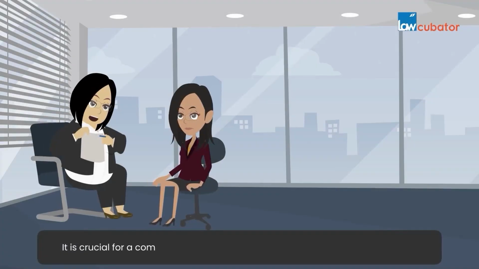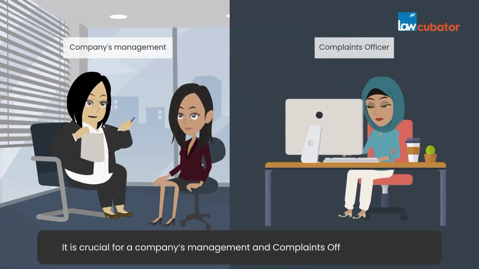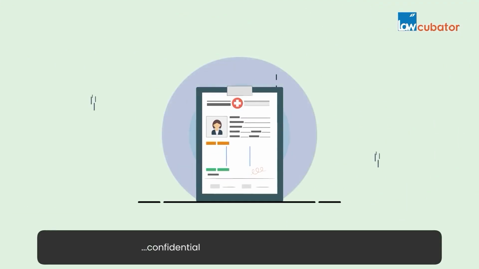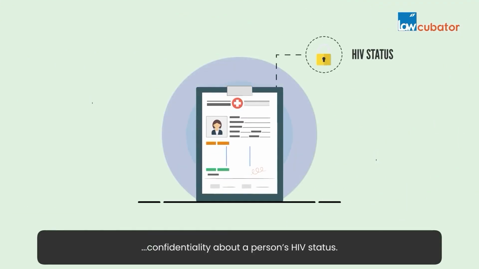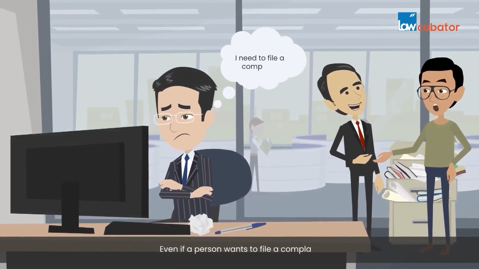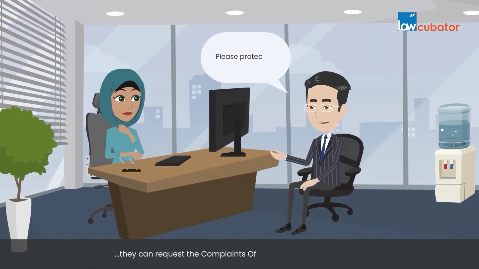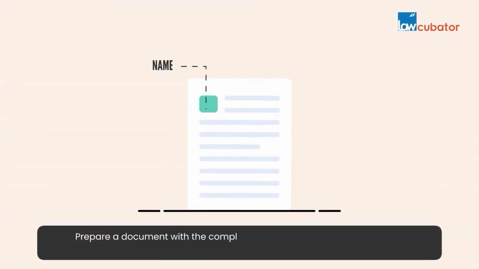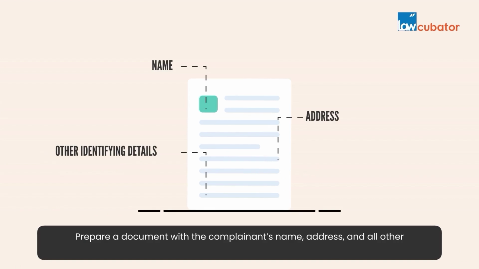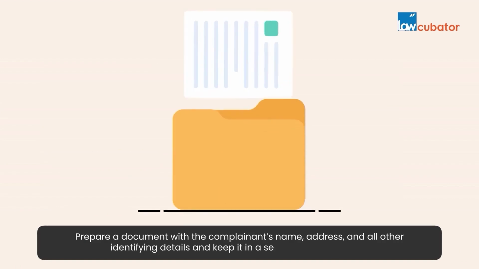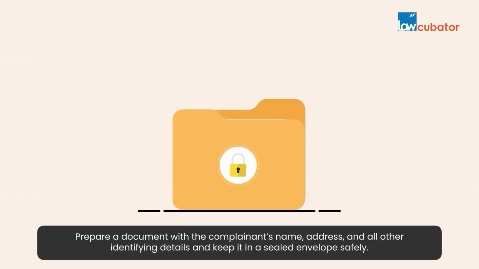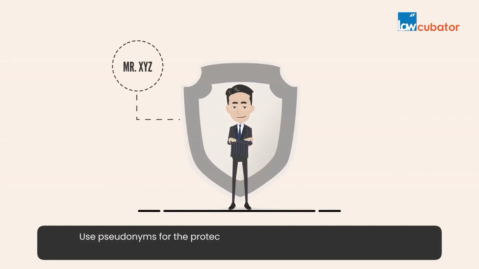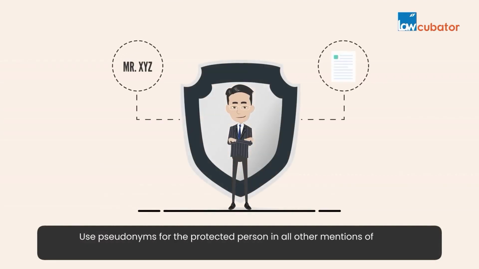It is crucial for a company's management and complaints officer to maintain confidentiality about a person's HIV status. Even if a person wants to file a complaint, they can request the complaints officer to protect their identity. To do so, the standard procedure is Prepare a document with the complainant's name, address, and other identifying details and keep it in a sealed envelope safely. Use pseudonyms for the protected person in all other mentions of them regarding the complaint.